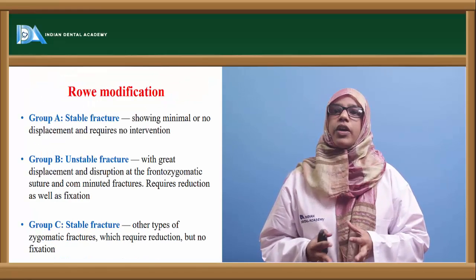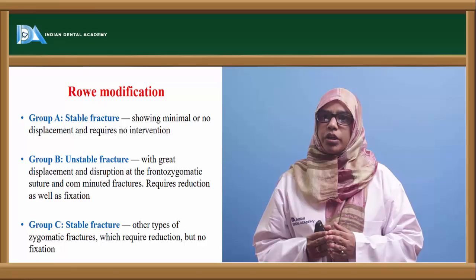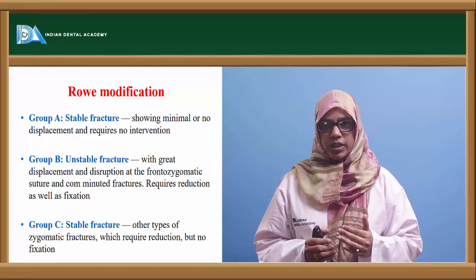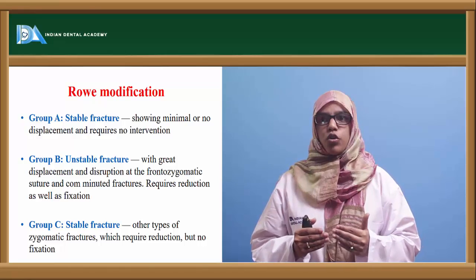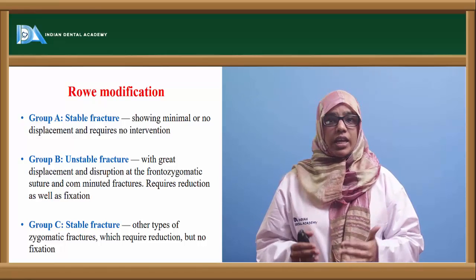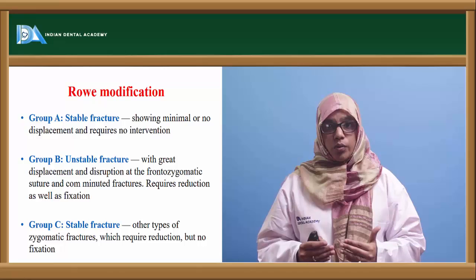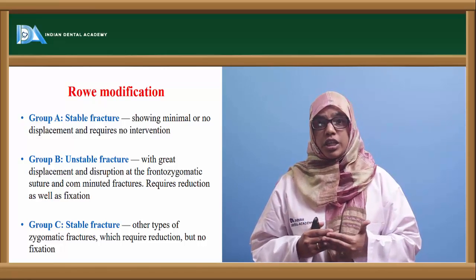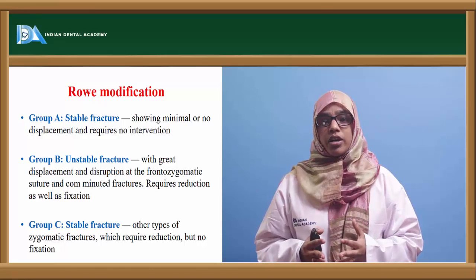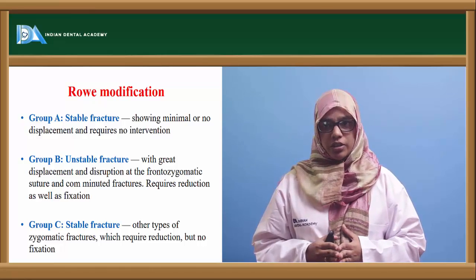Now Rowe has modified this classification and grouped them into Group A, Group B and Group C. Group A is stable fracture that shows minimal or no displacement and does not require any intervention. Whereas Group B is unstable fracture. There is greater amount of displacement where you need to do an open reduction and internal fixation.